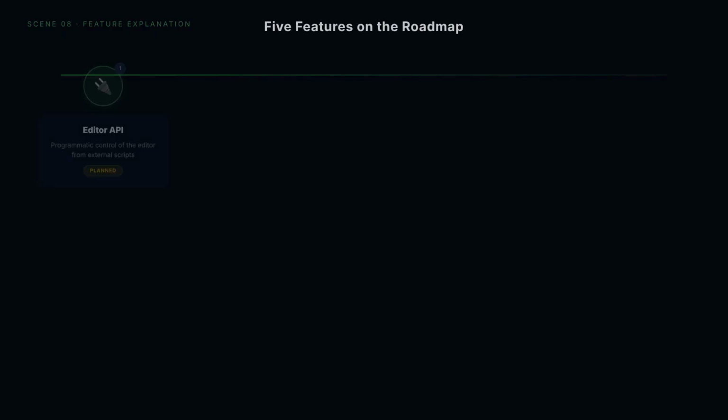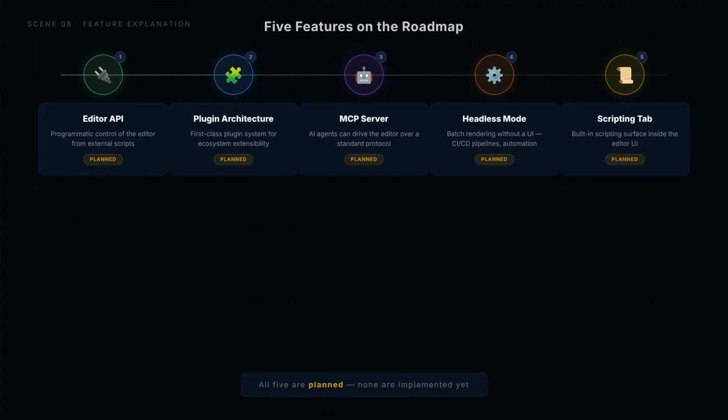The team published 5 planned features in the README: a public editor API for programmatic control, a plugin-first architecture for ecosystem extensibility, an MCP server so AI agents can drive the editor, a headless mode for batch rendering, and a built-in scripting tab. All 5 are planned, none are implemented yet.